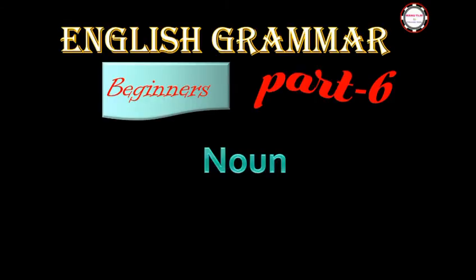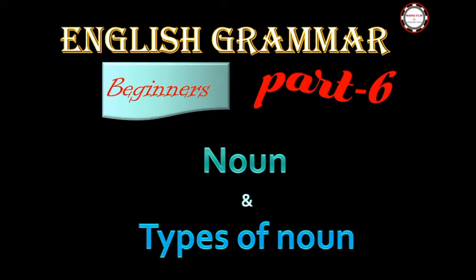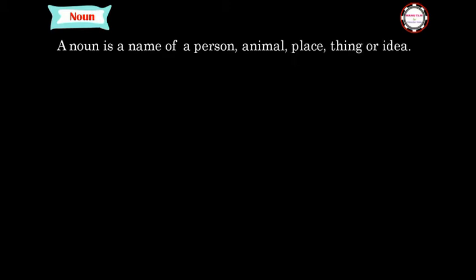English Grammar Part 6, Noun and Types of Nouns. Nouns. A noun is a name of a person, animal, place, thing, or an idea.